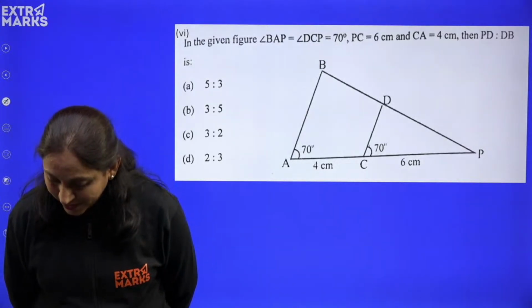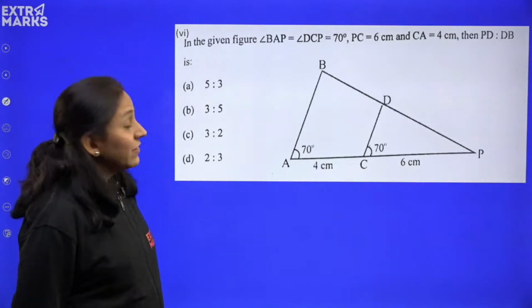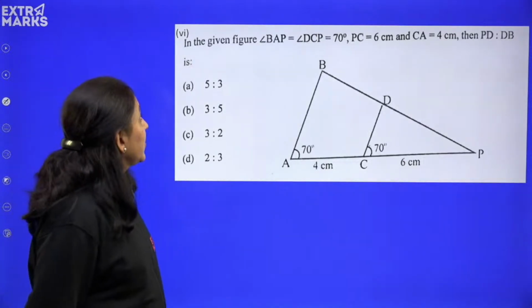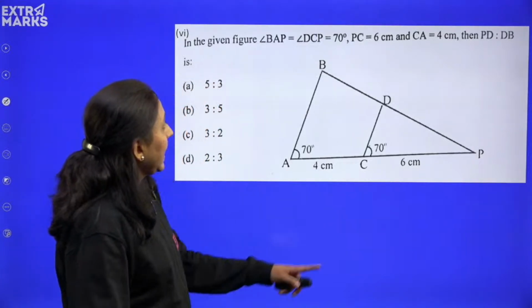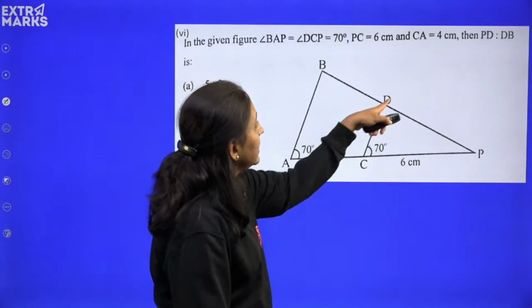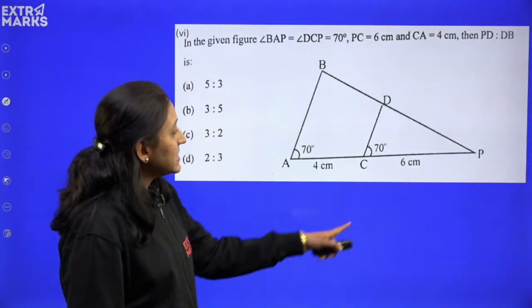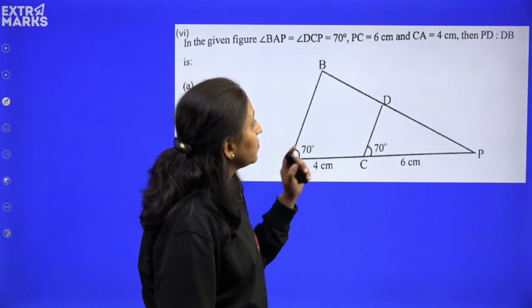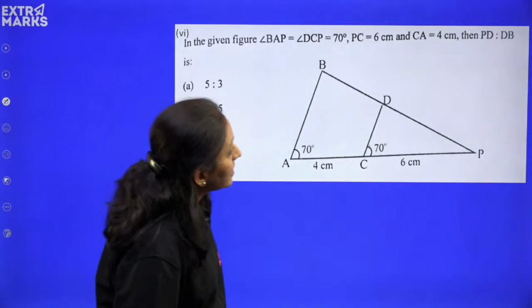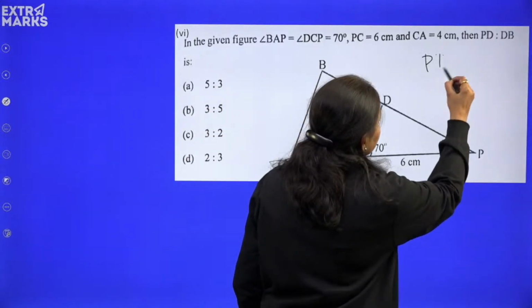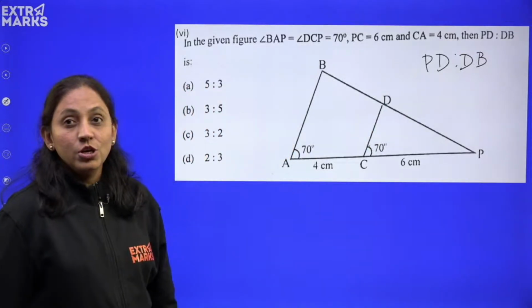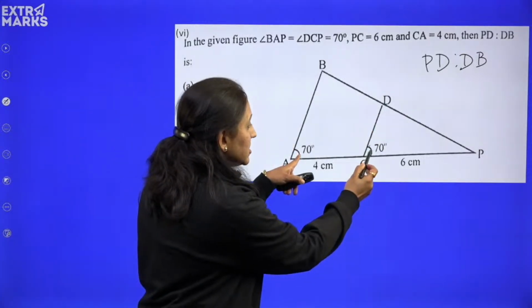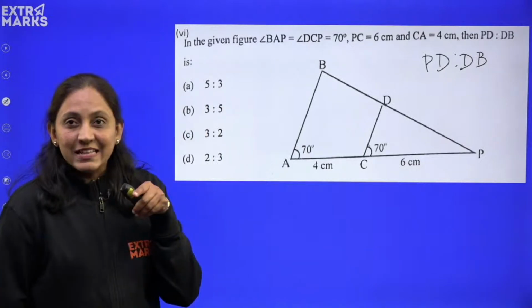Alright, okay, fine. We'll move to the next question now. Question 6, it says in the given figure, angle BAP is 70 degrees and angle DCP is 70 degrees. PC is 6 centimeters, CA is 4 centimeters. What is the ratio PD upon DB? Okay, we have to find out this ratio. So, these two angles, can you tell me what kind of angles they are?